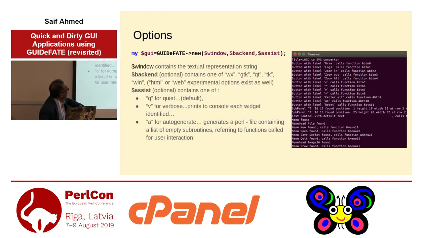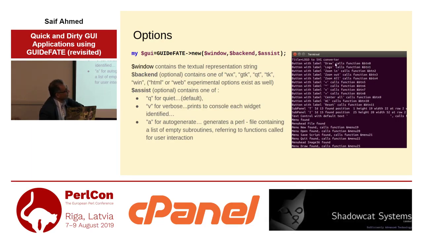So the convert function looks through all these things and says, look, I found a button with the label draw, and that when you click that button, it'll call a function button 0. If you have a button labeled logs, it'll call button 1. It sequentially identifies each widget, adds it to the frame, and allocates a callback function for that button.